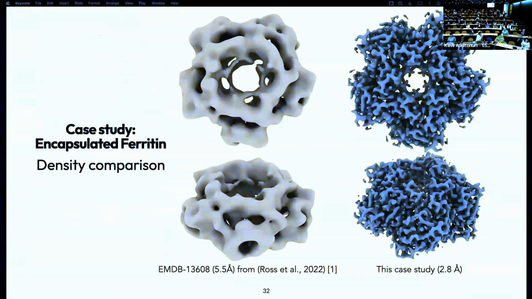No, the one that you showed, the 2.8. That's the cargo that was inside. Okay, so what is the 5.5 angstrom thing? That's just a published map from this data previously. So the same data, the people who originally published it, they only got to 5.5 processing the data with a different workflow. I see.